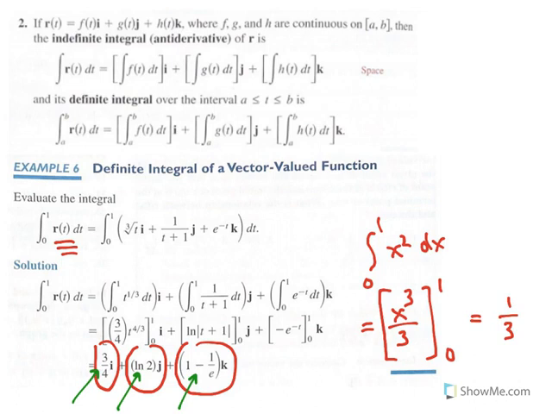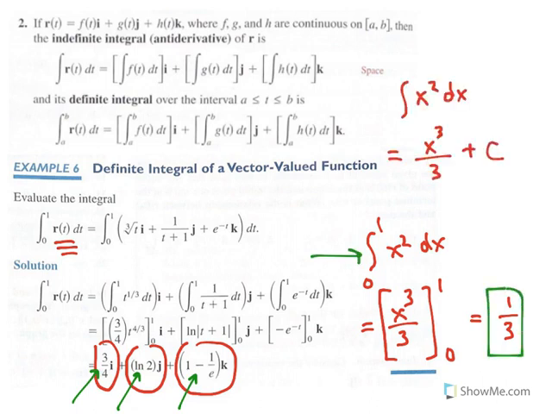Just like in calculus AB, a definite integral gives you a number, and an indefinite integral gives you a family of antiderivatives differing by a constant. So we see that parallel with vector valued functions as well.